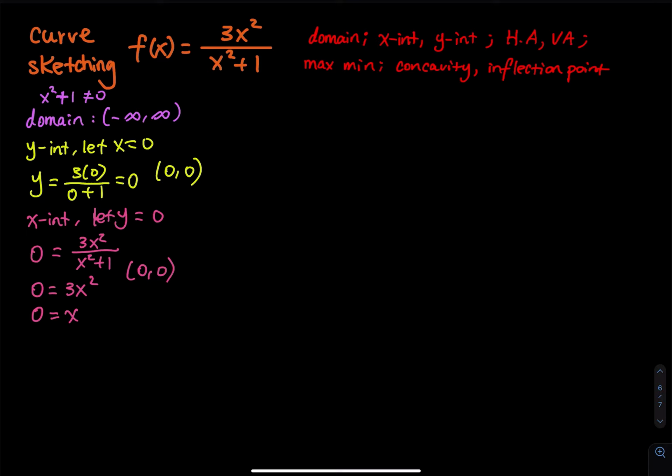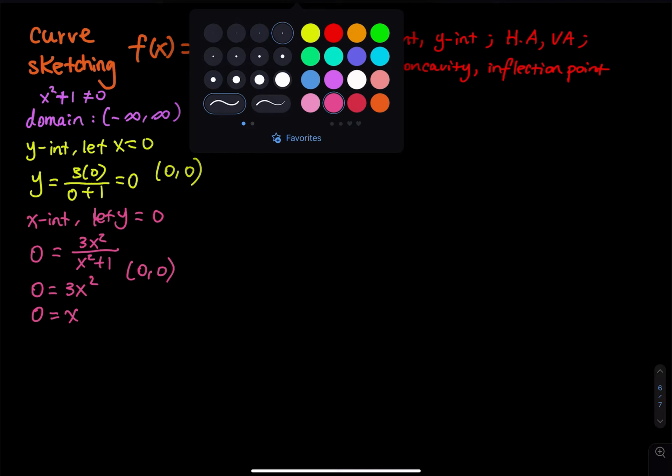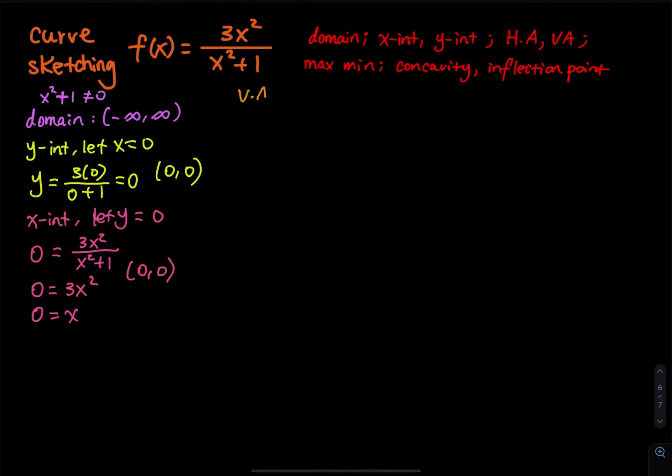Moving on, we have the vertical asymptote. Since the domain is all real numbers, there is no vertical asymptote. So let's write this down. For vertical asymptote, the domain of f is all real numbers. For any number you like, so there is no vertical asymptote.